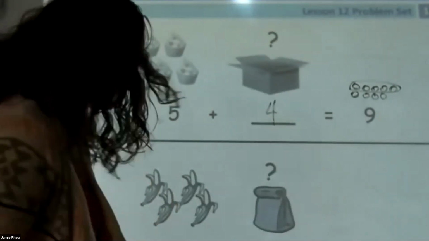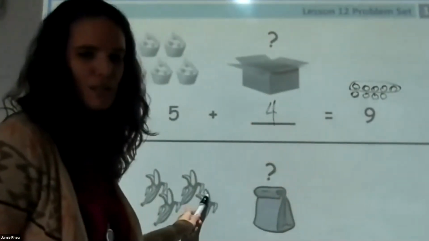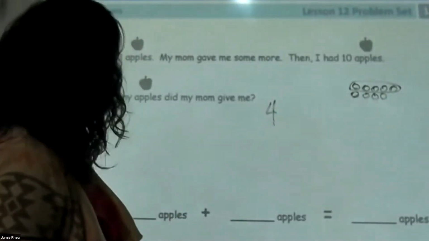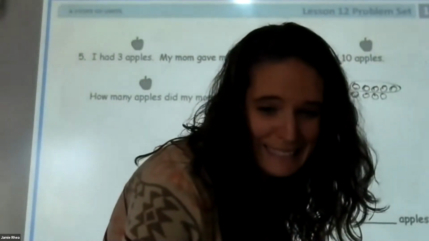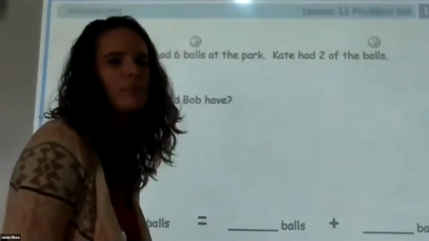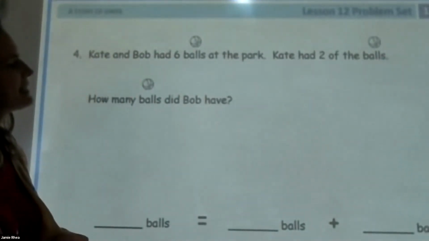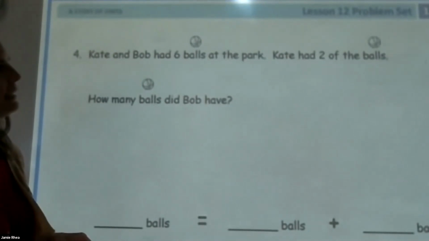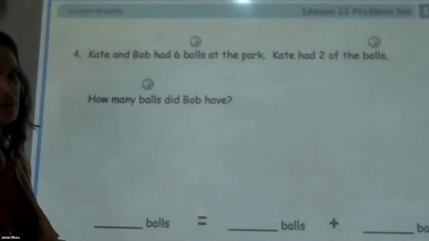Remember, when you are doing yours, you are only going to do 1, 3, and 5. So let's look at number 4. Whoops, I went too far. Hold on. All right, let's look at number 4. This one's a little different. Kate and Bob had 6 balls at the park. Kate had 2 of the balls. How many balls did Bob have?